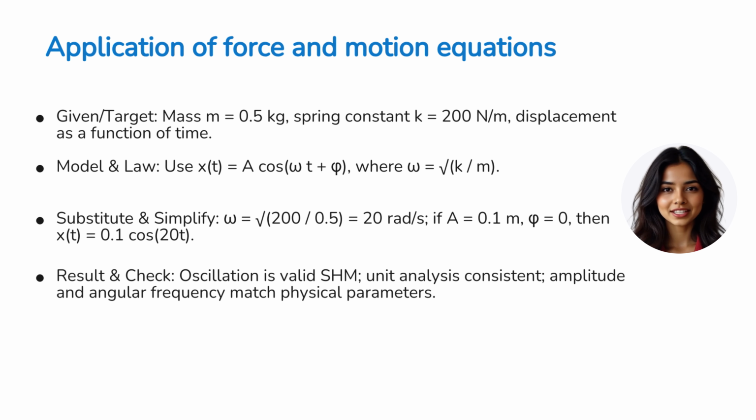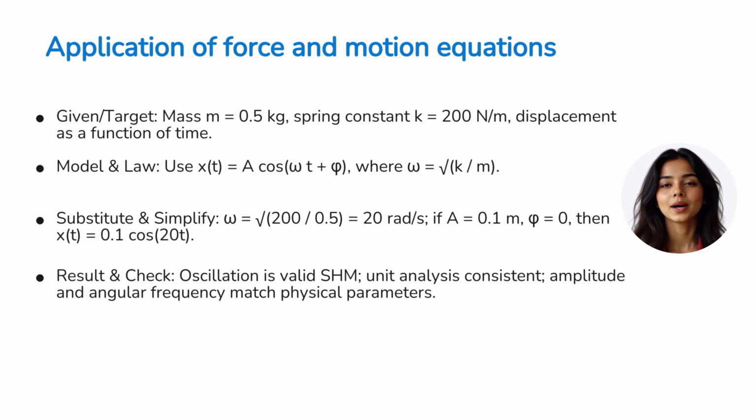Alright, time for some practice magic. Imagine we have a mass of 0.5 kilograms attached to a spring with a spring constant k of 200 newtons per meter. We want to find the displacement as a function of time. We start by using the formula for simple harmonic motion displacement, x of t equals A times cosine of omega times t plus phi, where omega is the square root of k over m.